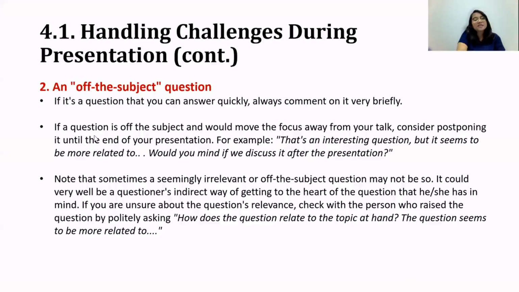Note that sometimes a seemingly irrelevant or off-the-subject question may not be so. It could very well be a questioner's indirect way of getting to the heart of the question that he or she has in mind. If you are unsure about the question's relevance, check with the person who raised the question by politely asking, still politely, how does the question relate to the topic at hand? The question seems to be more related to, right? If you're not sure about the relevance, you may ask back to make sure that you understand it correctly.